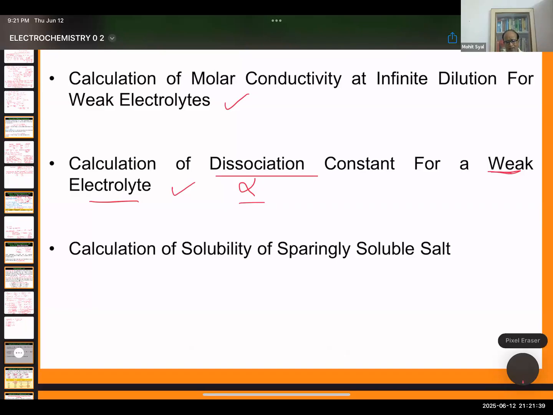So I can get alpha at any concentration by taking the given molar conductivity divided by the limiting value of the molar conductivity of that compound. I can get the alpha. Is it clear?